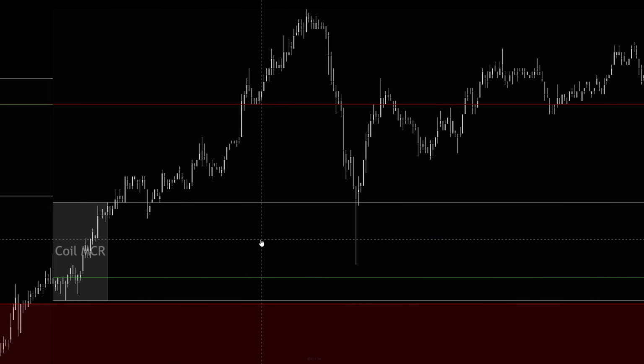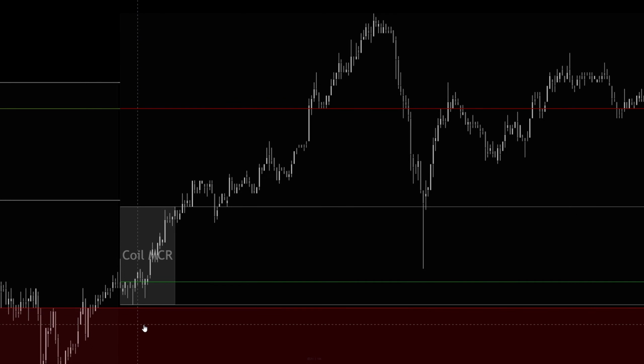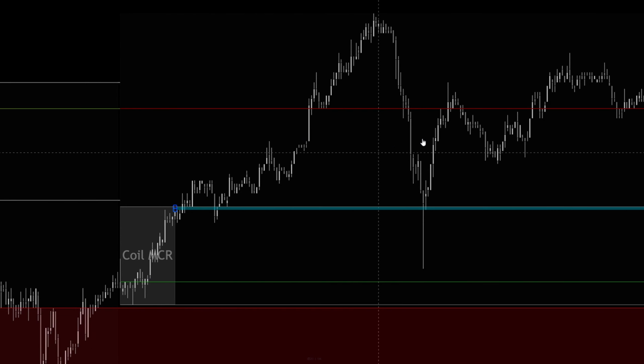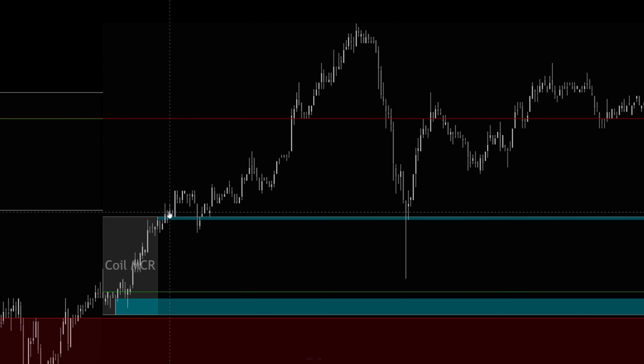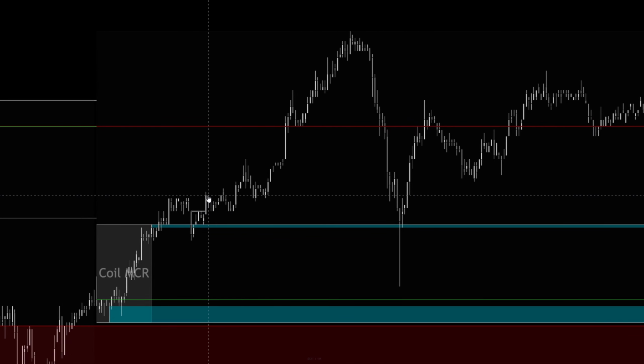Let's look at another MCR example. Here we have coil MCR. Let's draw out our edges. We can see we confirmed above coil MCR. We then had price pulling back into the range and then having a candle count above this original candle that pulled back in. Once we closed above this candle, we saw price pulling bullish, but we did come back to the MCR range.